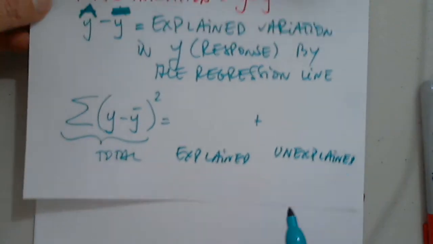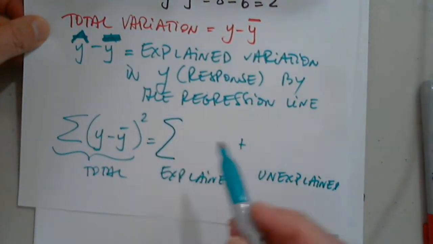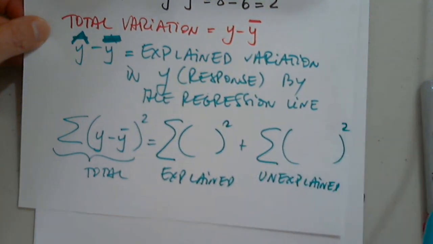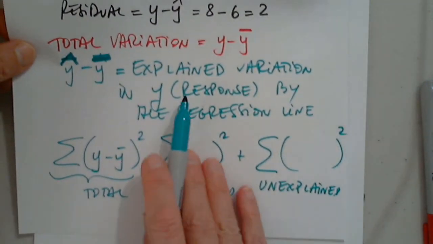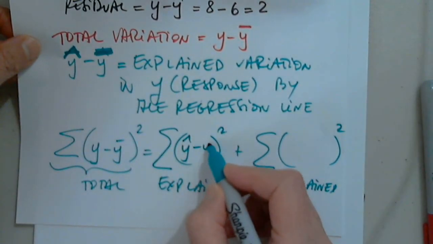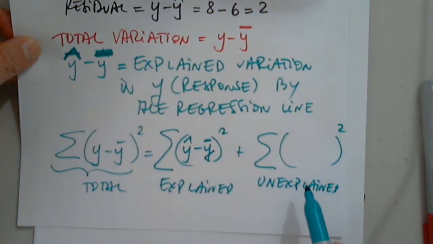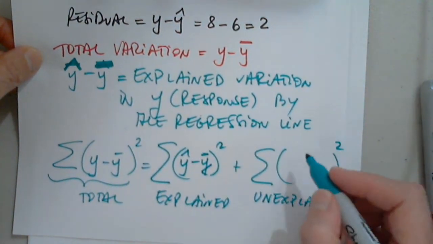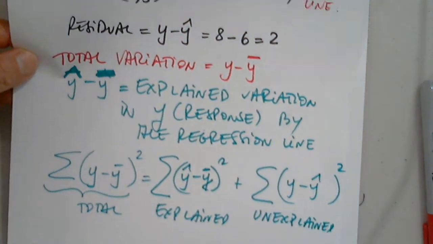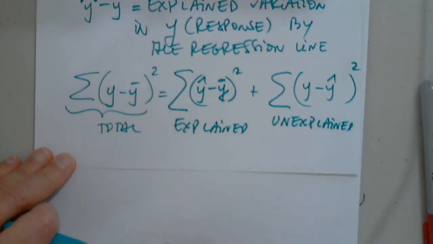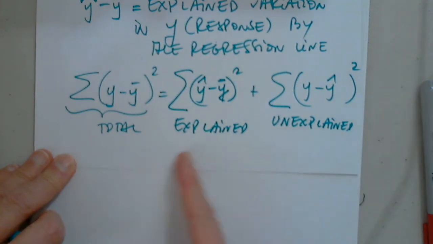Okay, so the explained, of course, they have to have a sum, and of course they have to have squared. Absolutely. The explained is y hat minus y bar. The unexplained, y minus y hat. Okay? Any questions on this?